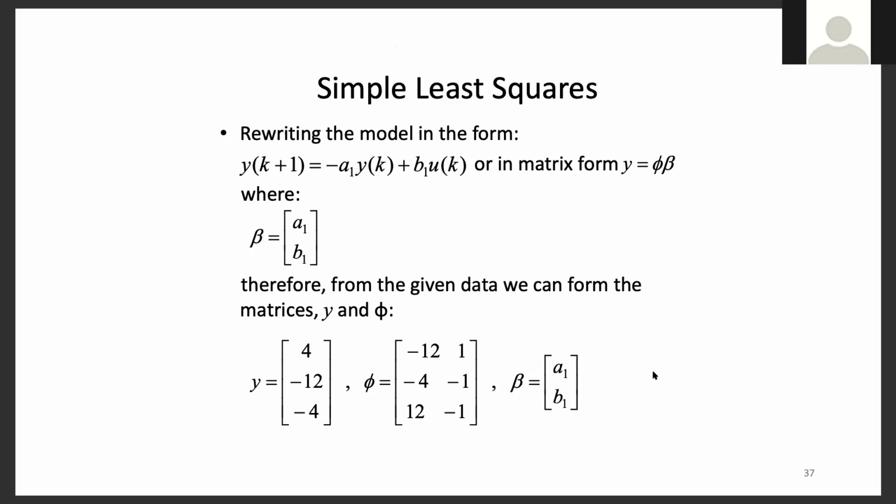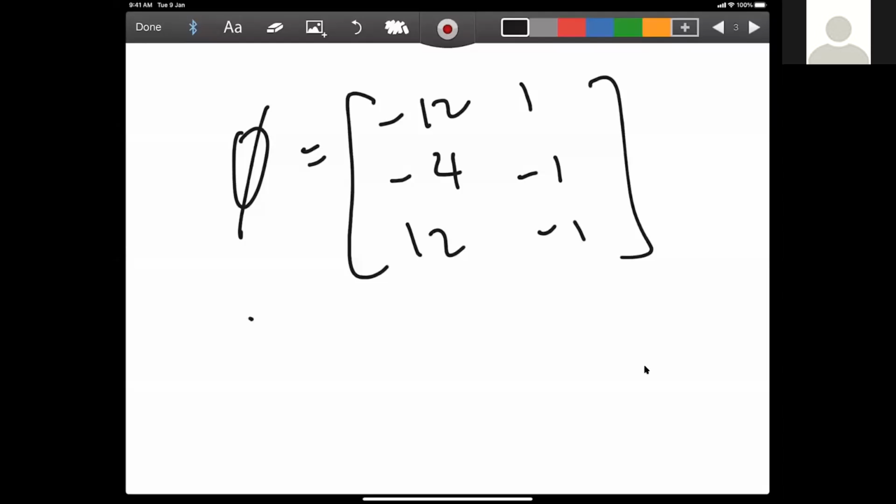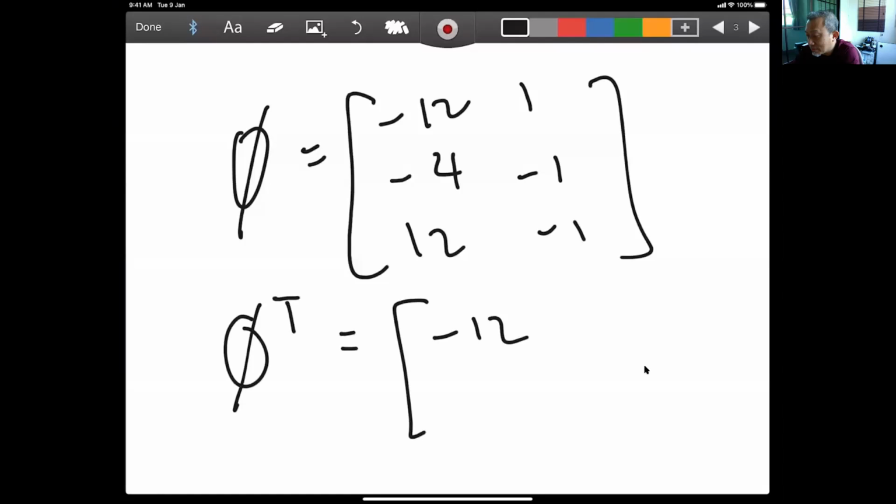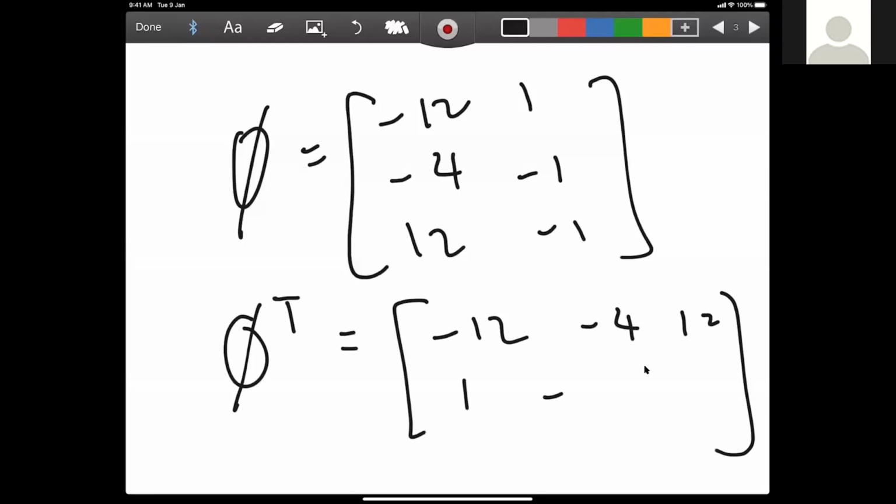What is the transpose of this theta? The rows will be the columns. Every row will be a column. So minus 12, 1, minus 4, minus 1, 12, minus 1.